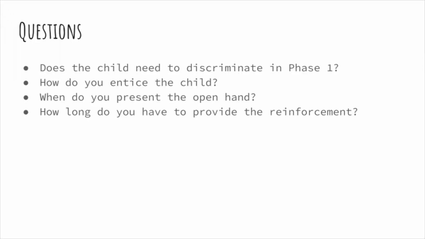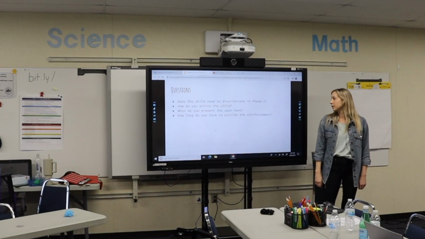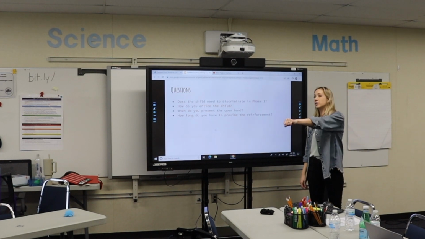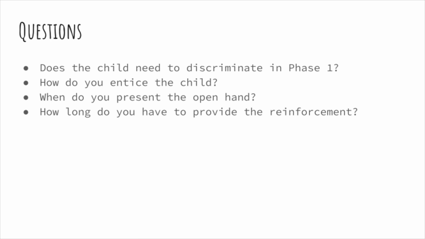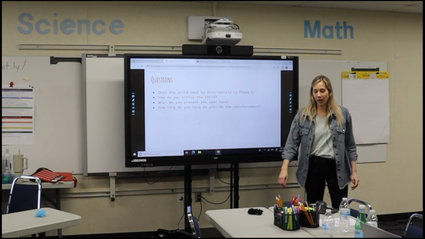When do you present the open hand? Half a second. Yep, you do it within half a second, but you have to wait till the student reaches for you and then you open your hand. How long do you think you have to provide the reinforcement? 30 seconds. Yep, approximately 30 seconds. Good job, guys. Good listening.